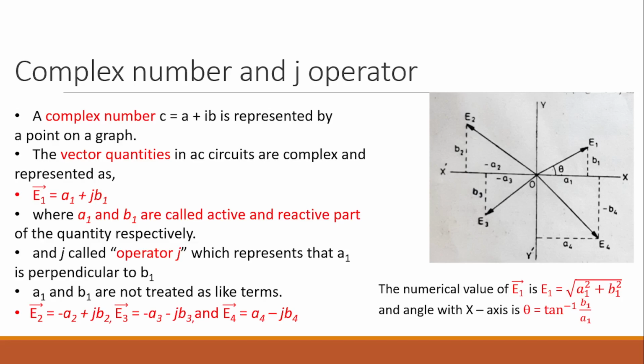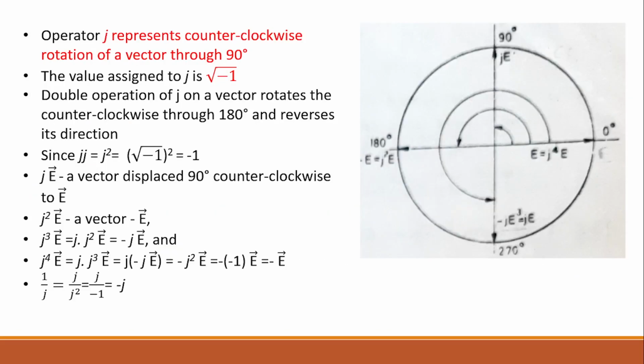What about j cube E? It will be equal to j into j square E. So j square is -1, so it is minus jE. That means opposite to jE, or simply when E is rotated counterclockwise by 270 degrees. What about j to the power 4 E? It will be j into j cube E. That means j cube E is equal to -j. So j into -j equal to -j square, and j square is equal to -1. So minus into -1 into E. So this is plus E.